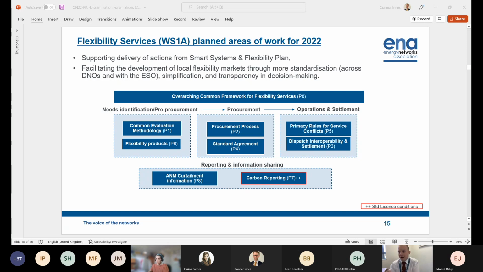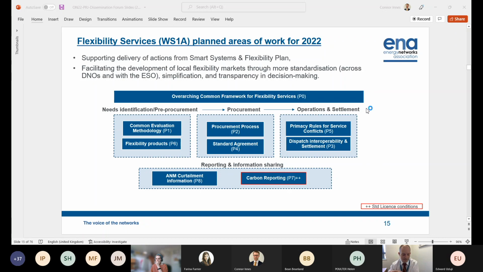We're also looking at another product within that area, primacy rules for service conflicts. So this is very much about making sure that we've got coordination between national ESO products and local DSO products, making sure that there isn't any conflict, or where there is the potential for conflict, we've got particular data exchanges in place and mechanisms so that we can ensure that a consistent treatment is taken for prioritizing those particular services, and really ensuring that we've treated the market fairly, but also, most importantly, keeping the network and the system secure.